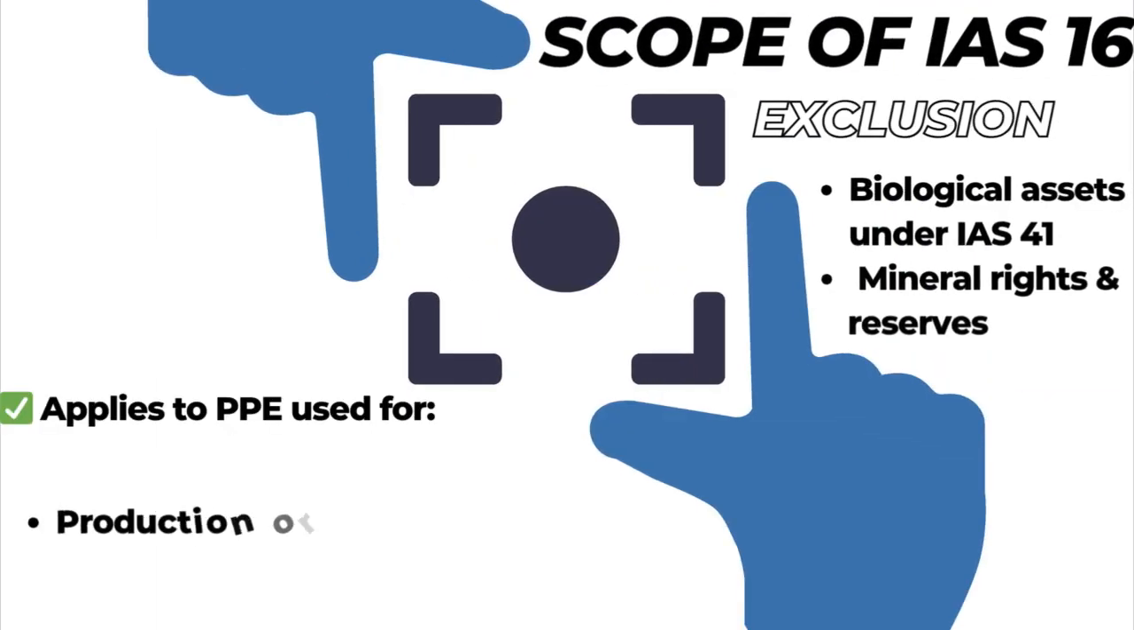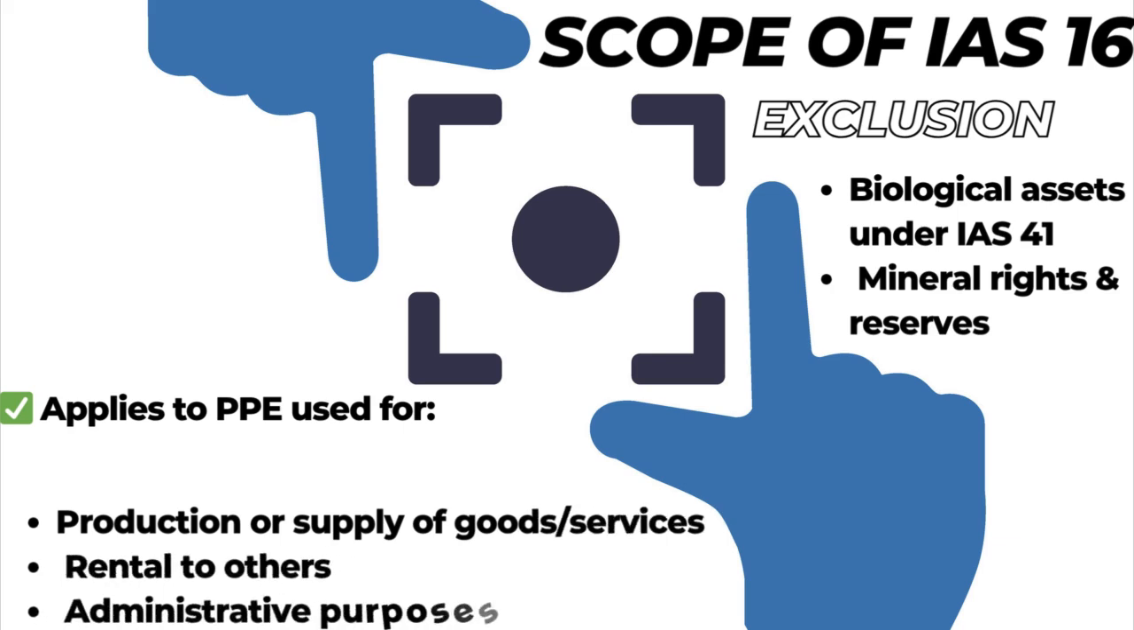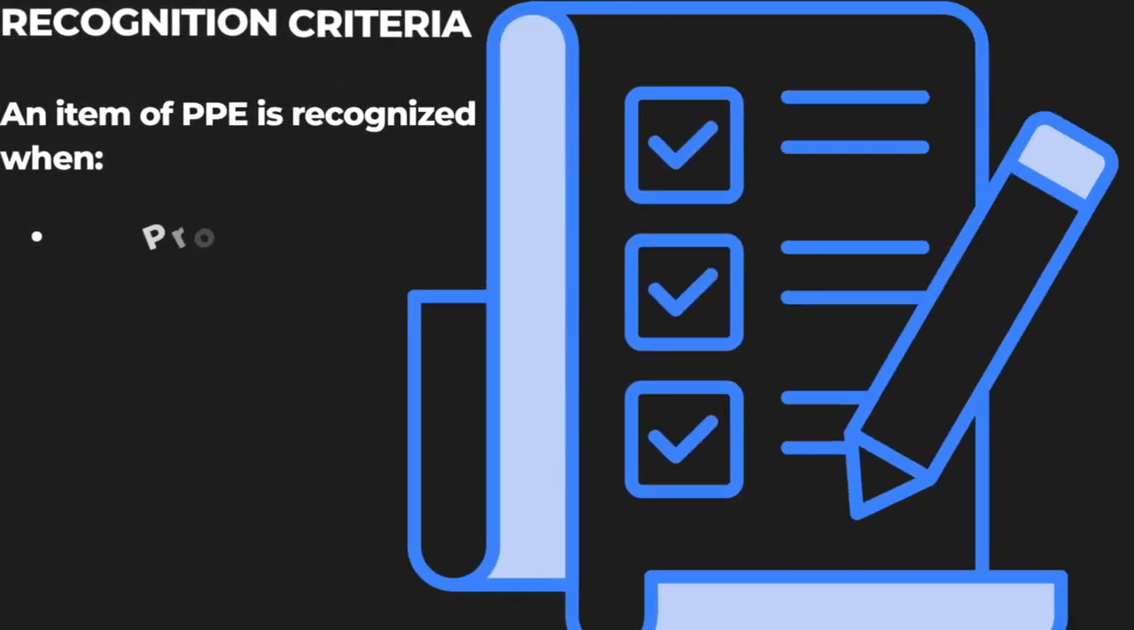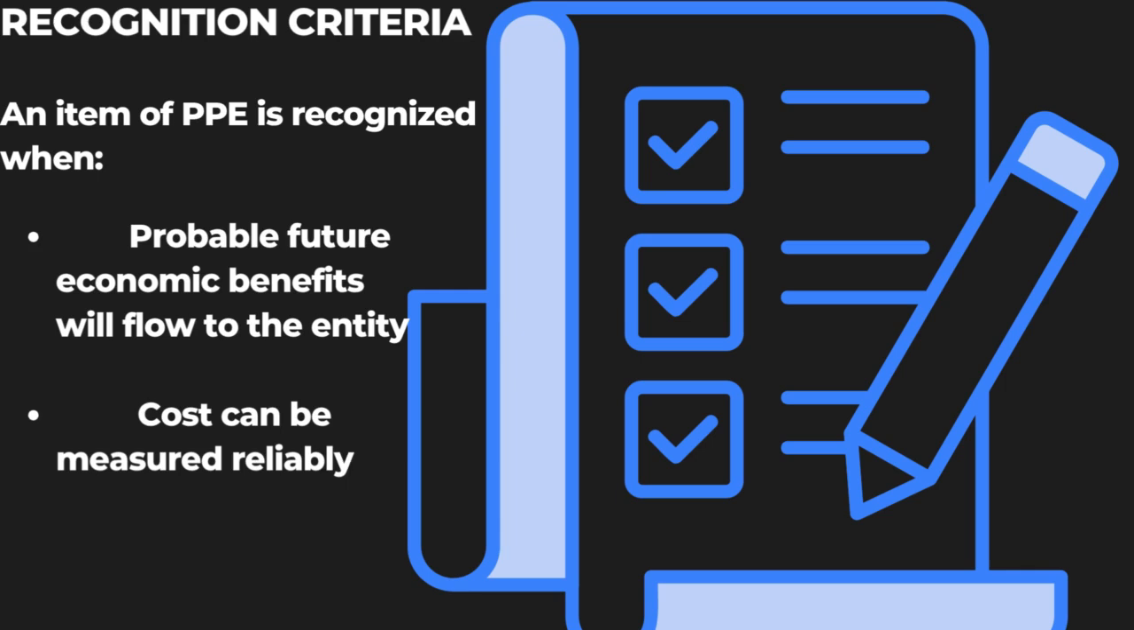IAS 16 applies to tangible items used for production, rental, or administration. However, it does not apply to biological assets covered under IAS 41 or to mineral rights and exploration assets. PPE is recognized as an asset only if it is probable that it will generate future economic benefits and its cost can be measured reliably.